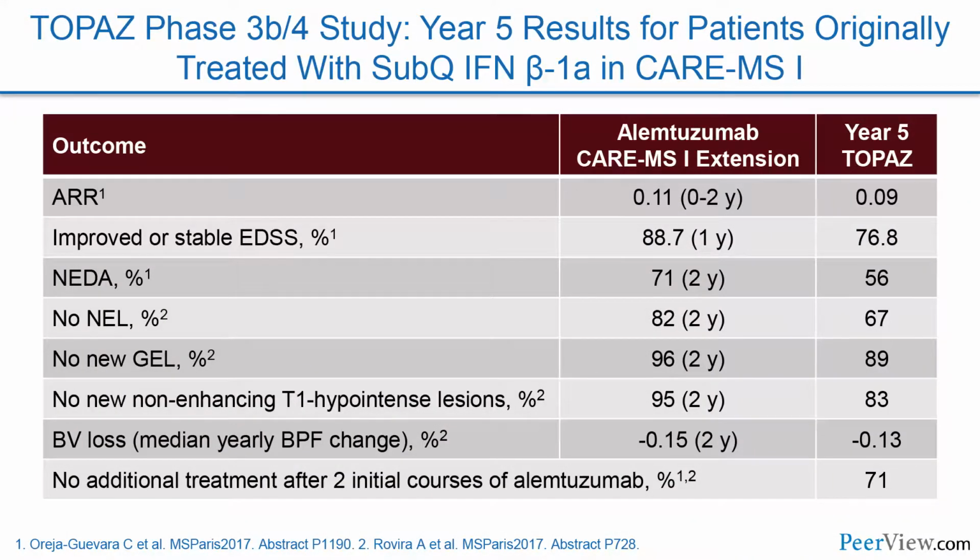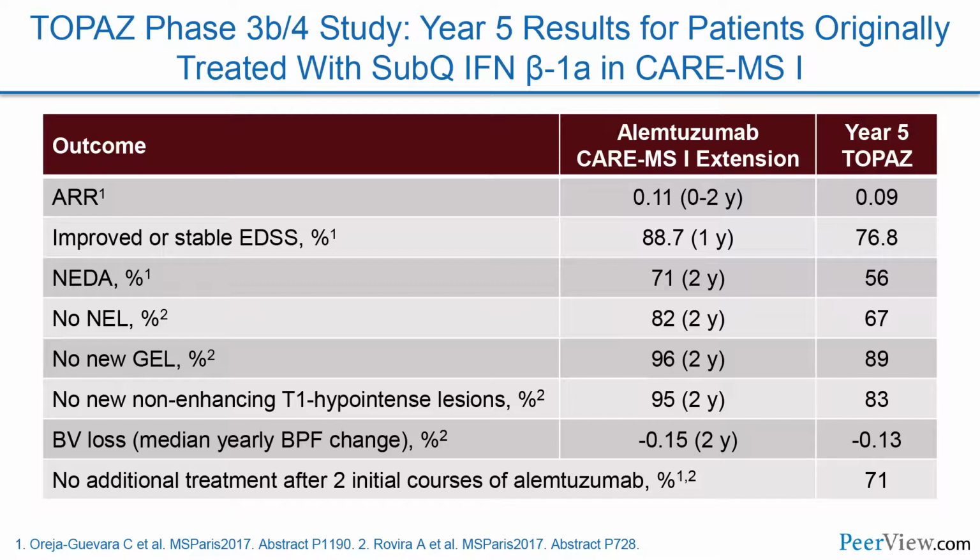Now let's look at the data from TOPAZ from the cohort of patients who were treated with subcutaneous interferon beta-1a over 2 years during the CARE-MS-1 core study. 139 patients who were originally treated with subcutaneous interferon beta-1a in the CARE-MS-1 initiated alemtuzumab in the extension study. Of these patients, 122 remained on study and then entered TOPAZ, of which 118 completed year 5.